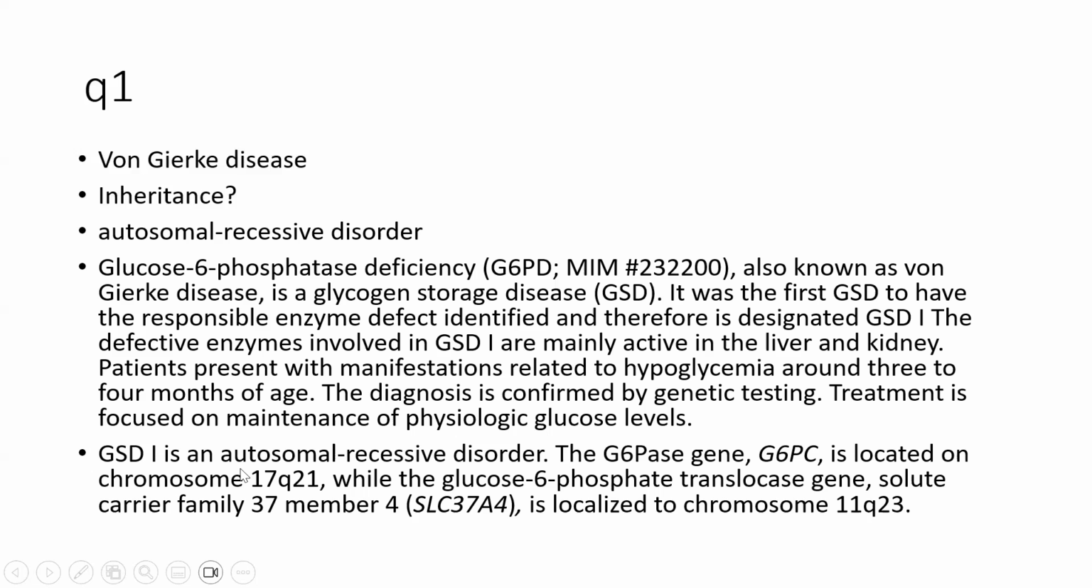The G6 phosphatase gene, or G6PC, is located on chromosome 17q21. I'm specifically mentioning this because this was again one of the questions in the previous exams. This year it was asked about the inheritance, but von Gierke disease commonly appears as questions in the previous exams as well. And again, the chromosomal location is important. It is 17q21.